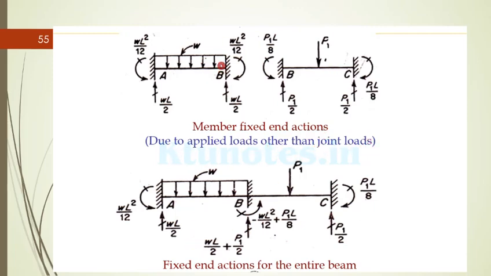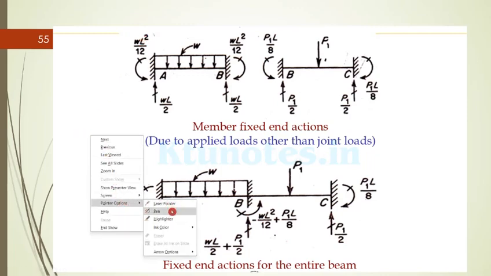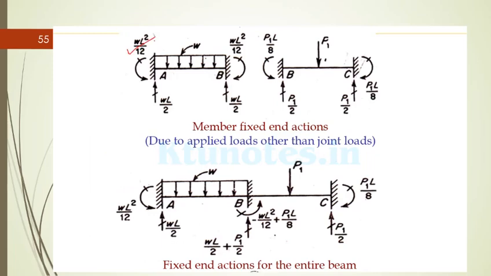So just combining both, because both are acting on the same beam, we are combining 1 plus 2 to get the total fixed end action for the entire beam. In that case, on the left side WL square by 2 will be here, same, and WL by 2 here. W loading is also shown there.